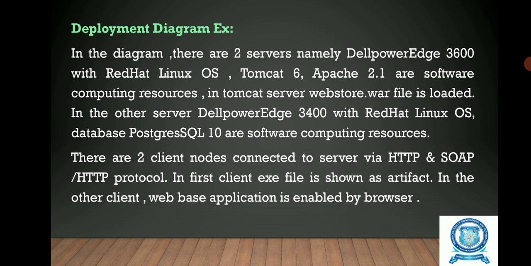In the following diagram, there are two servers, namely Dell PowerEdge 3600 with Red Hat Linux OS, Tomcat 6, Apache 2.1 as software computing resources, and in the Tomcat server the Web Store WAR file is loaded. The other server is Dell PowerEdge 3400 with Red Hat Linux OS and PostgreSQL 10 database as the software computing resources. There are two client nodes connected to the server via HTTP and SOAP or HTTP protocol. In the first client, an exe file is shown as an artifact. In the other client, a web-based application is enabled by the browser.